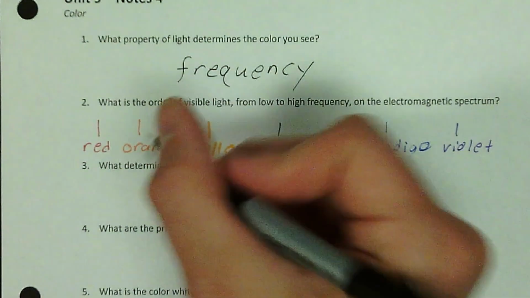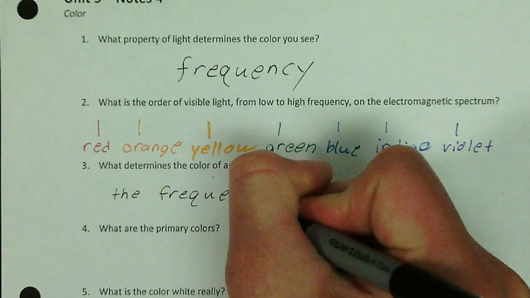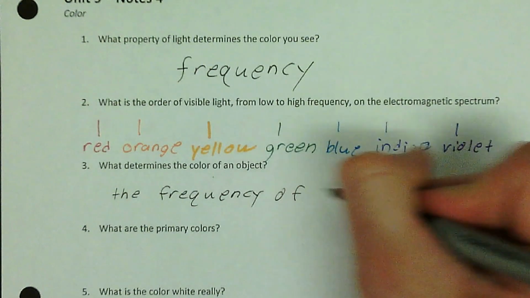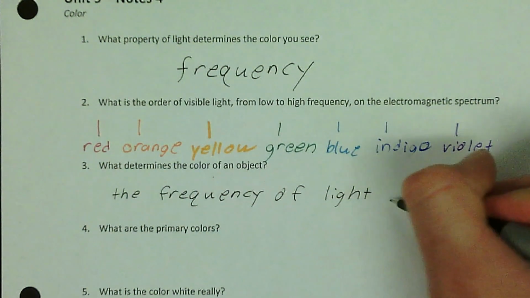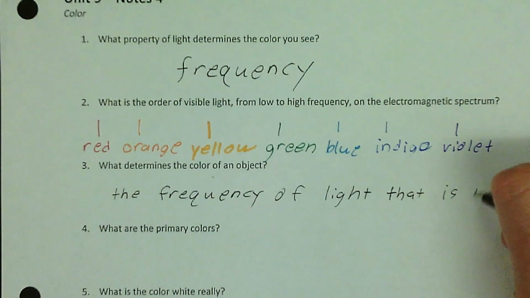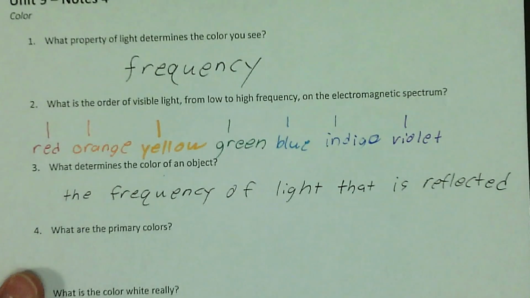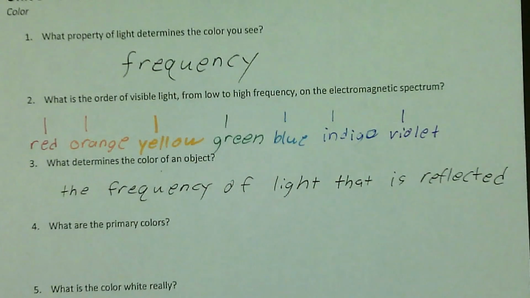What determines the color of an object? The frequency of light that is reflected. So whatever color you see has to get reflected off of the object. If something is red, it's reflecting red. If something is blue, it's reflecting blue. Whatever color you see of an object, that's the color it reflects.